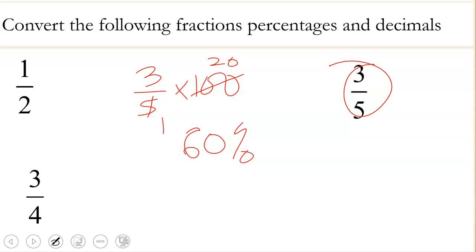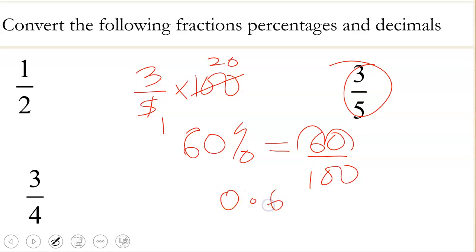Then if we want the 3/5 in decimal, again, I will write this as 60 over 100. I move the decimal point 1, 2, and I'm going to get 0.6. So the number 3/5 can be written as 0.6 in decimal, and at the same time 60% in percentage.